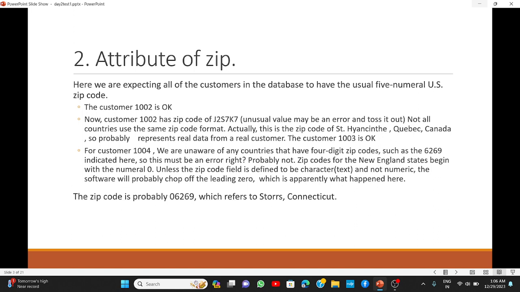Customer 1003 is okay. For customer 1004, we are unaware of any countries that have four-digit zip codes, such as the 6269 indicated here. So this must be an error, right? Probably not. Zip codes for the New England states begin with the numeral 0. Unless the zip code field is defined to be character, text, or not numeric, the software will probably chop off the leading zero, which is apparently what happened here. The zip code is probably 06269, which refers to Storrs, Connecticut.